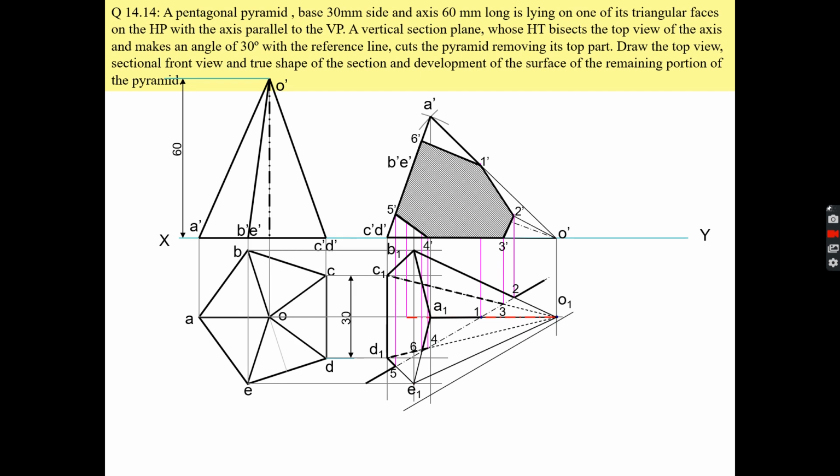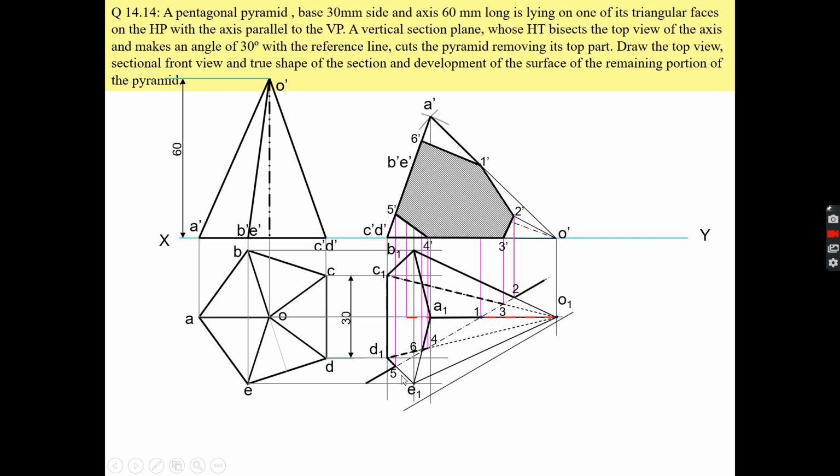Now you have to make the true shape of the solid. So this is same. You have to mark a new reference line. Either you can take the section plane as a reference line, or you can draw a parallel line. It is drawn here. You can draw the parallel line to that line.